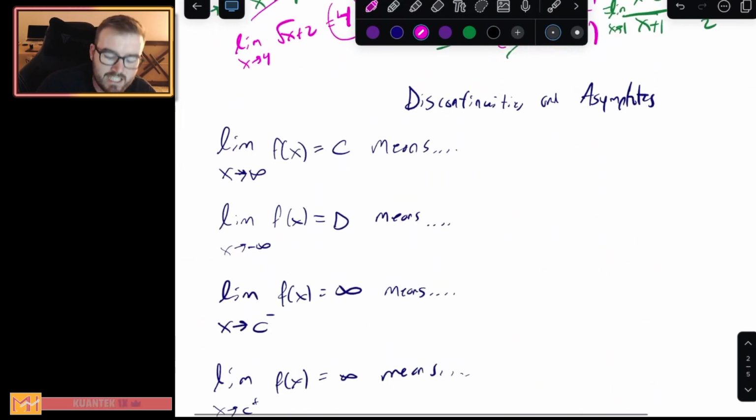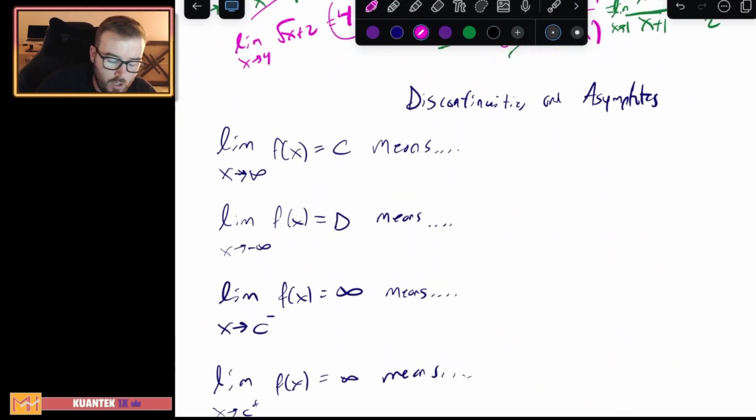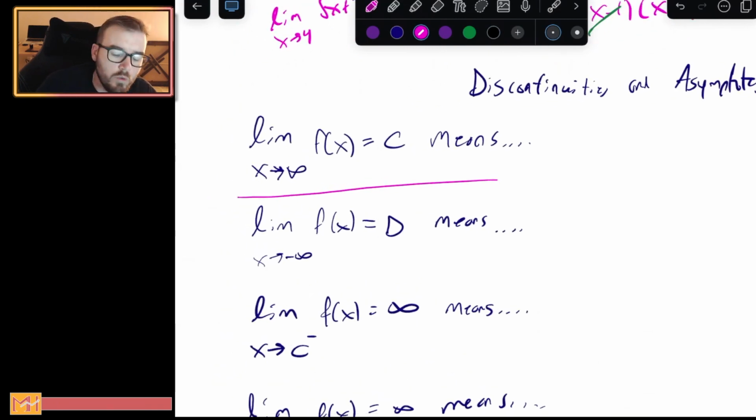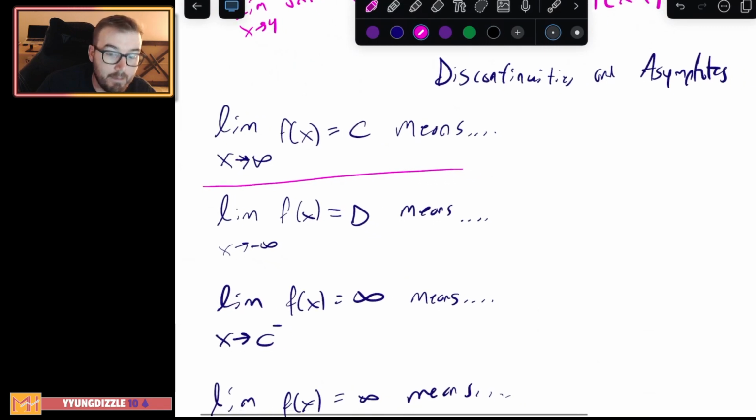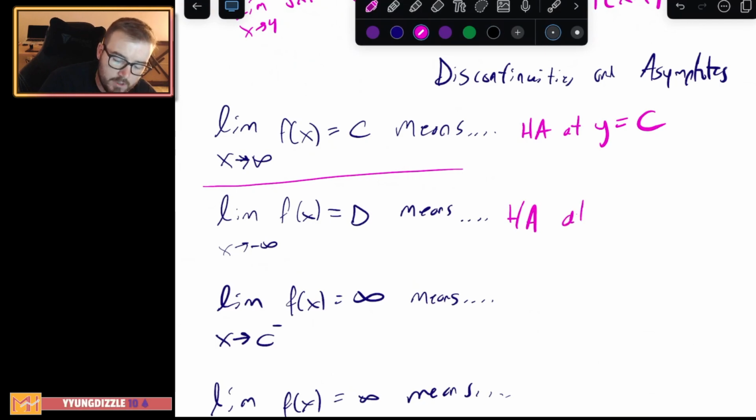So discontinuities and asymptotes. What is the meaning of this? As we go to infinity, f of x equals c. That means there's a horizontal asymptote at y equals c. As we go to negative infinity, the limit is equal to d. What does that mean? There's a horizontal asymptote at y equals d.